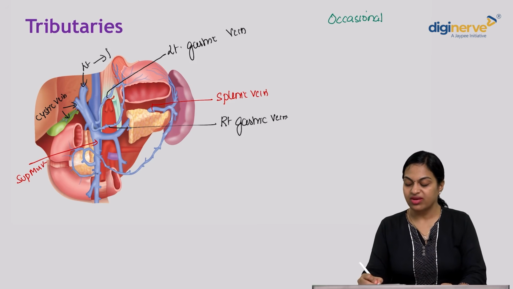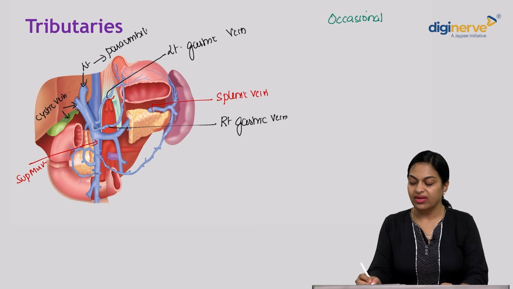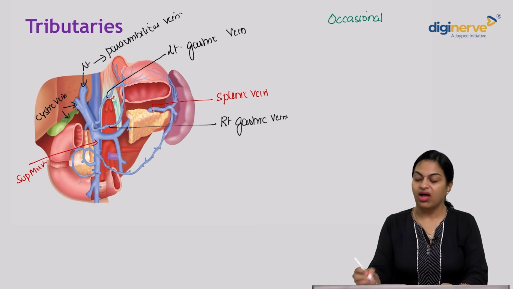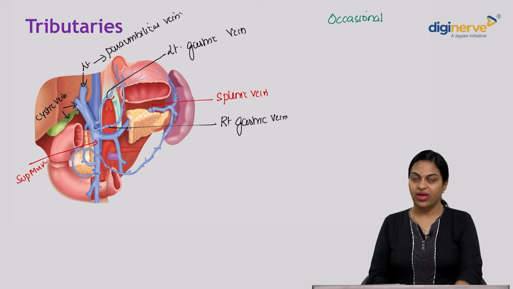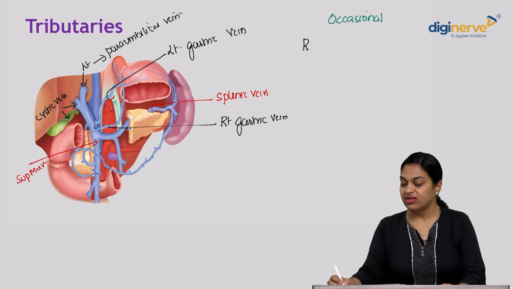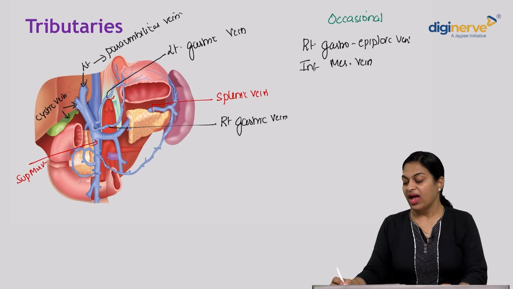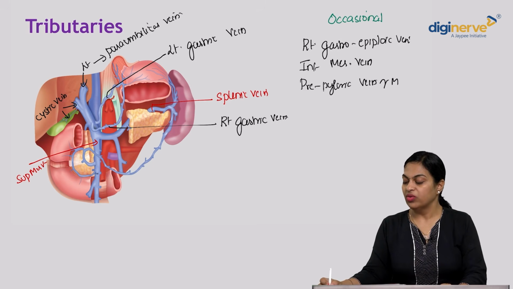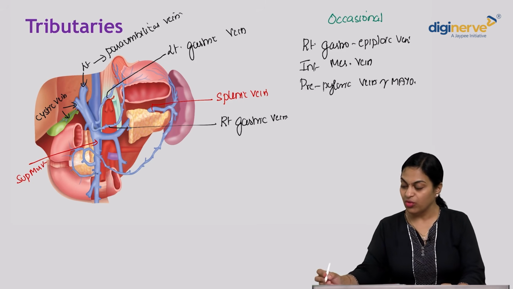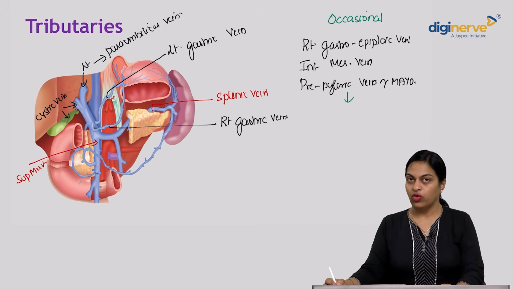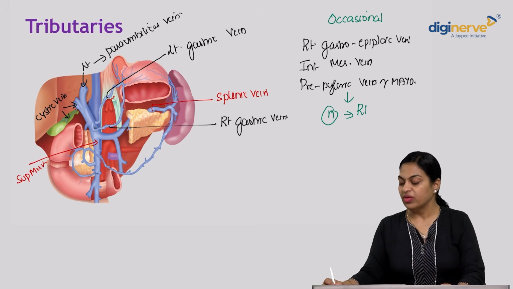Similarly, the left branch receives the para-umbilical vein, the left branch of the portal vein. Okay, occasionally the right gastroepiploic vein, the inferior mesenteric vein and the prepyloric vein of Mayo can open into the portal vein as its tributary. The prepyloric vein of Mayo normally opens into the right gastric vein.